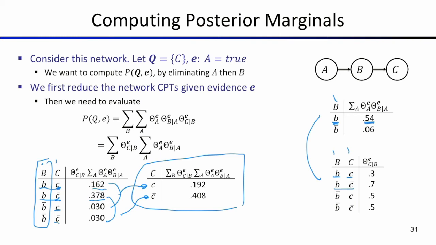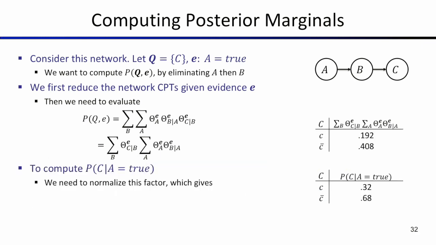But be careful, because if you are interested in the probability of C given A equal true, I still do not have it. What I have right now is the probability of C and A equal true. I will have to normalize these results in order to get the conditional probability. Let's do this in the next slide.